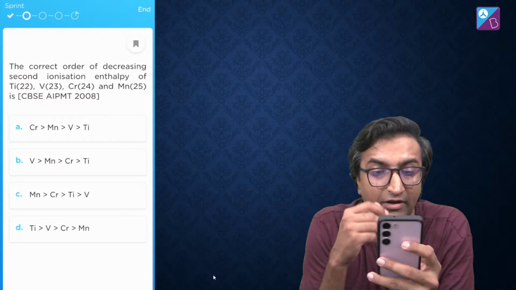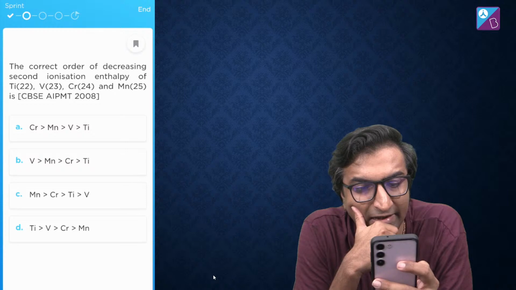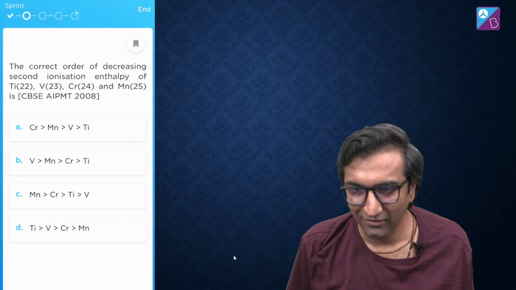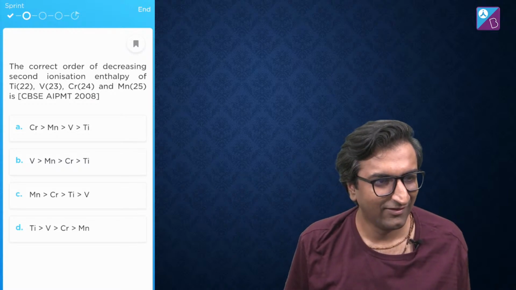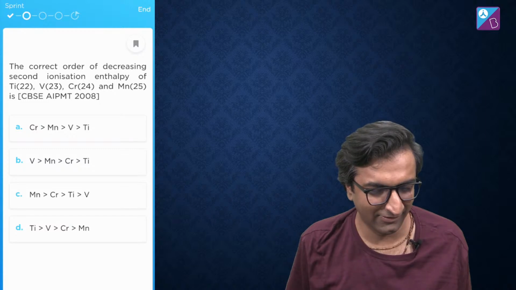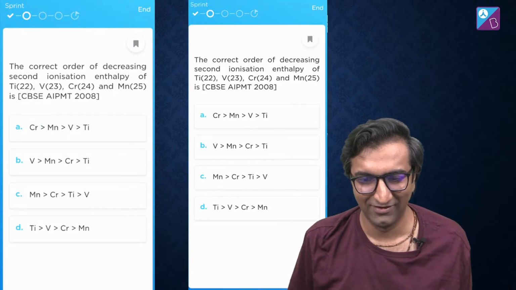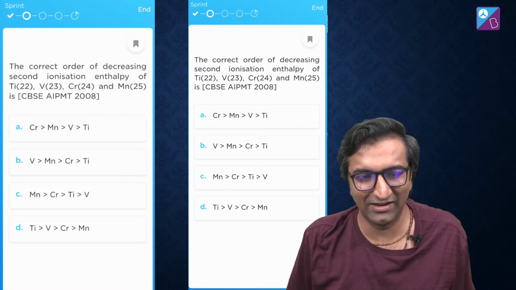The correct order of decreasing second ionization enthalpy of titanium, vanadium, chromium, and manganese is. This is interesting. I feel this is not in periodic table. Is it? This is a DNF block question, guys. I'd be mighty impressed if you answer this. This is not supposed to be in this chapter. I don't know इस chapter में क्या कर रहा है. How are you guys going to know कि titanium की second hand?